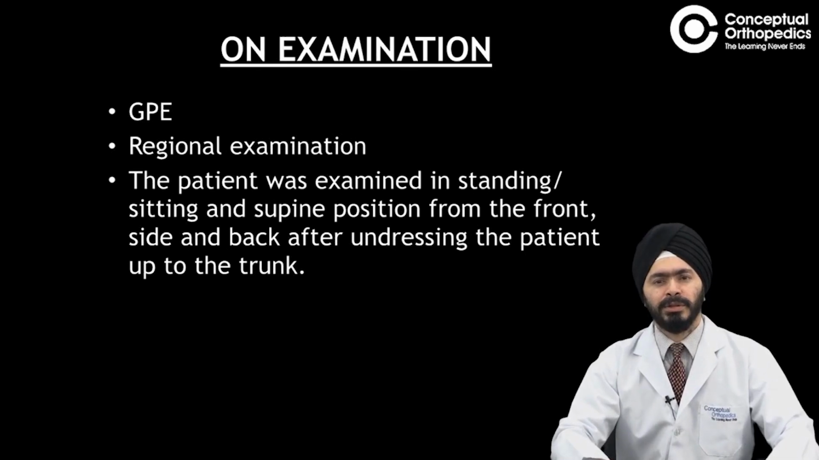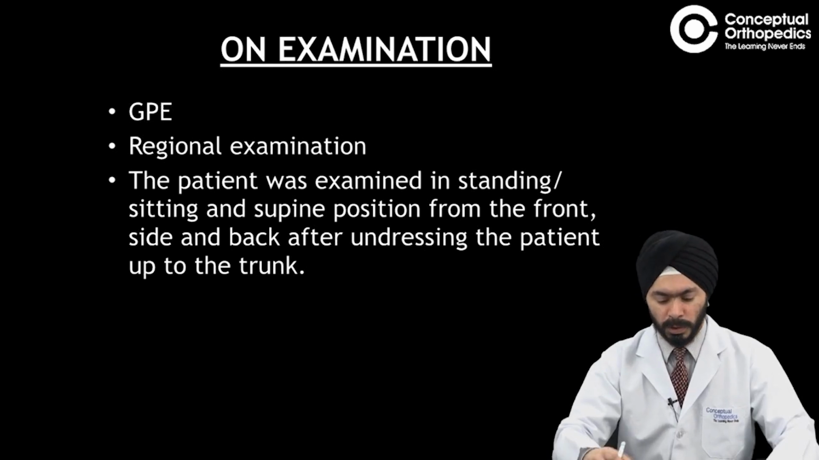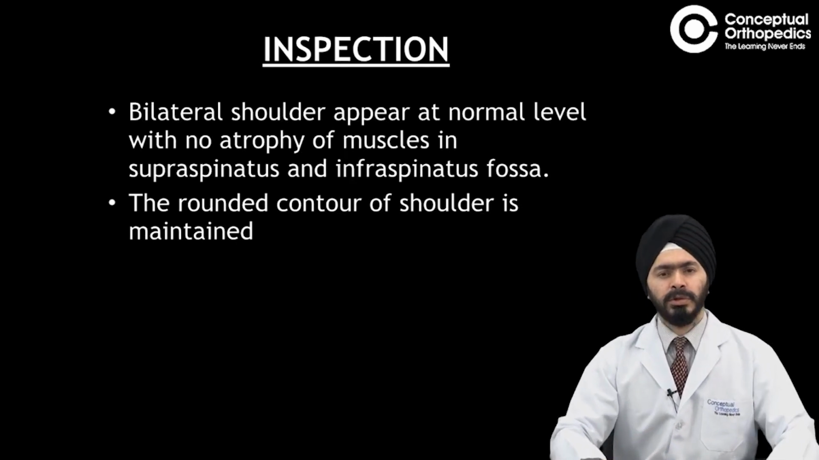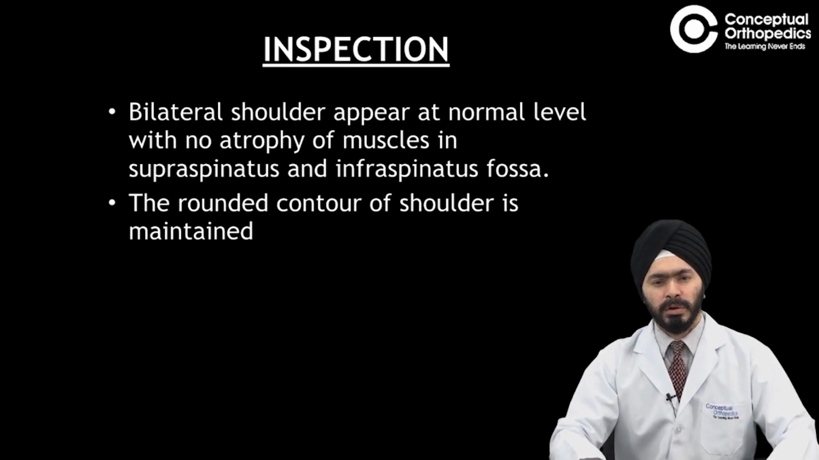In examination, you always start with your general physical examination and then go on to the regional examination. During any case of shoulder, while doing the regional examination, it's important to undress the patient up to the thorax so that you can examine both the scapulas and the front of the shoulders properly. So you always start with look, feel and move: inspection, palpation and movement.